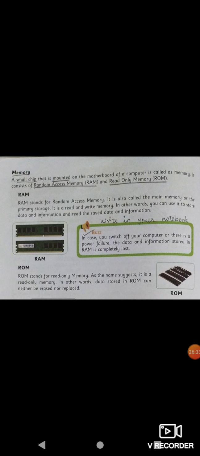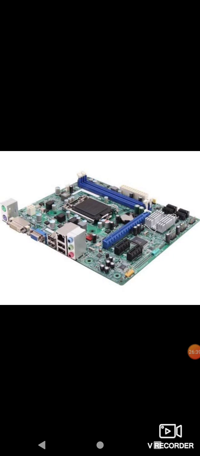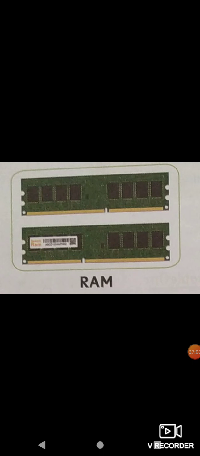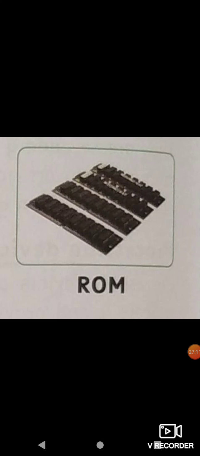Now all these memory chips are placed on the motherboard. They're mounted on the motherboard. If you see, there are long blue chips, or the blue expansion slots. These blue expansion slots are for RAM, where RAM gets attached, and ROMs are the black chips which are attached on the motherboard. A closer look at how our RAM looks, and how a ROM looks.